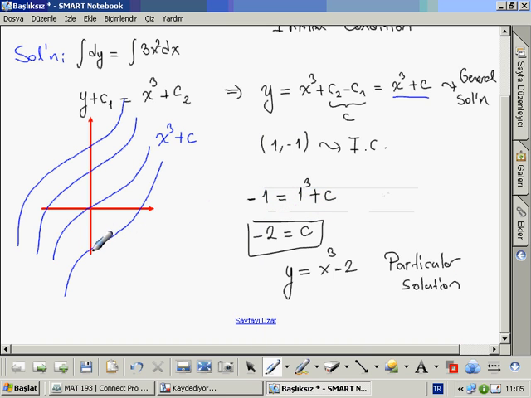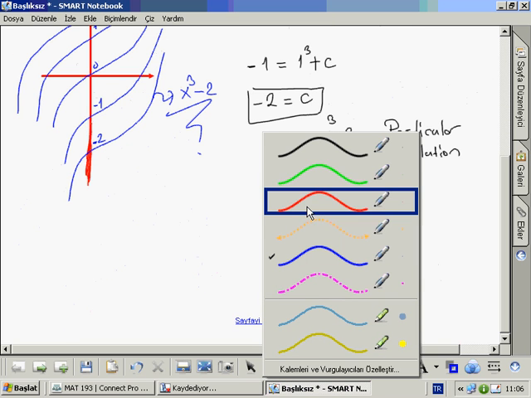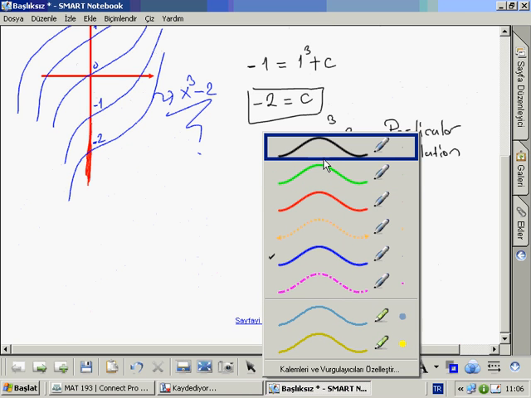Let me sketch it. The blue curve, this is -2, -1, 0, +2, this is x cubed minus 2, our particular solution curve. Okay, and listen to me carefully. In your book.